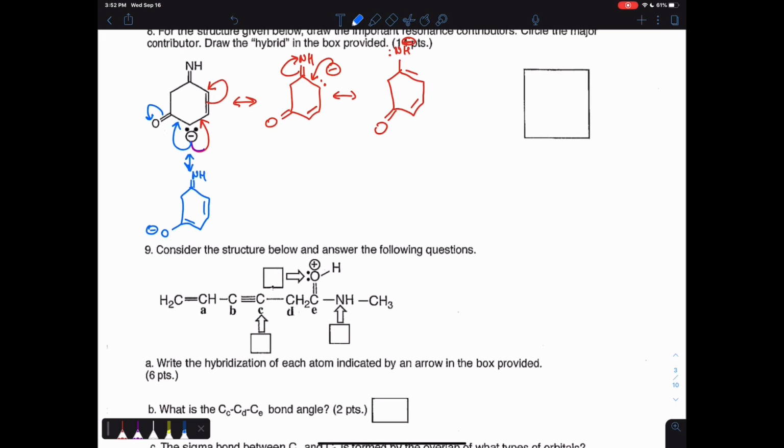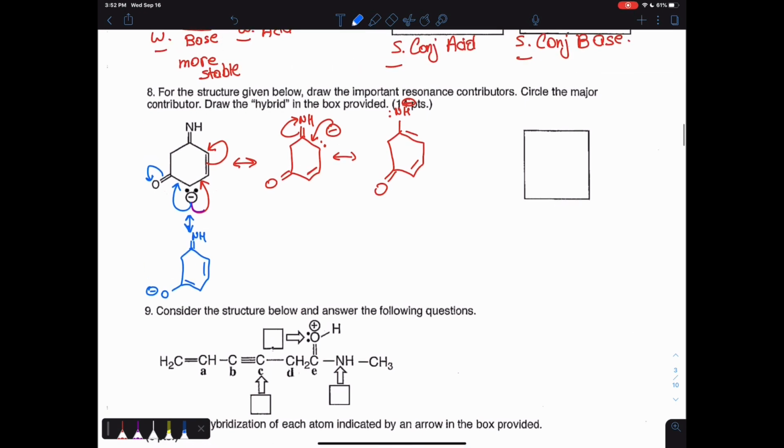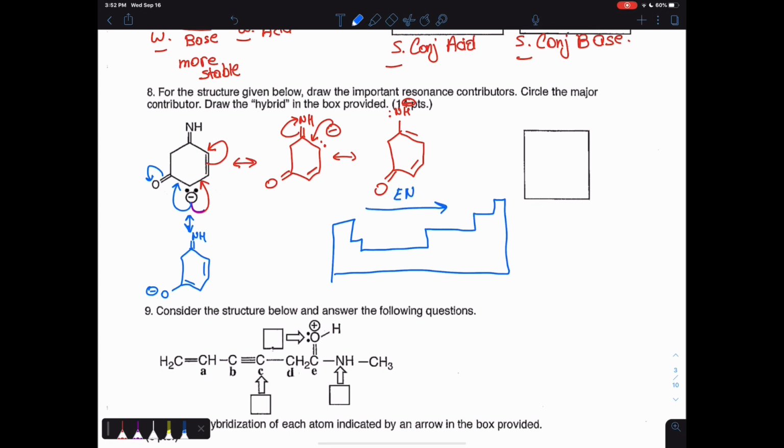Now you gotta decide which one is gonna be the more stable, or which one is the major contributor, so the most stable one. And remember, when we're talking about negative charge, you always gotta think about electronegativity. And when you think about electronegativity, you have to remember the trend on the periodic table, which looks something like this. So this is the periodic table. The electronegativity increases this way to the right, and it increases up. So up and to the right.